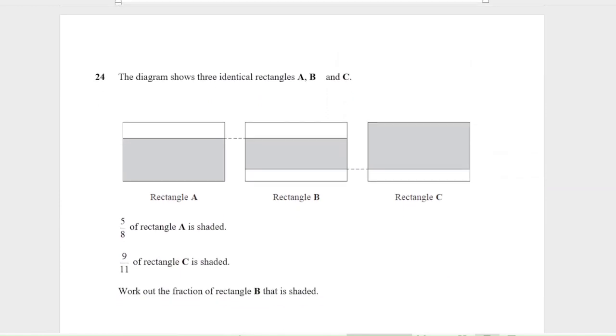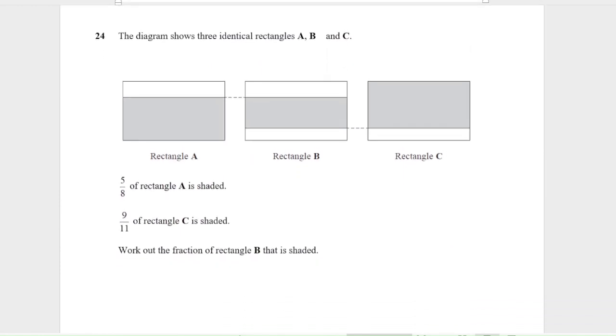And then question 24, this one was hated by students when it was sat. It was just difficult to visualize. So in effect, we have got rectangles, 3 identical rectangles, A, B, and C. Rectangle A has 5/8 shaded. Rectangle C has 9/11 shaded. Work out the fraction of rectangle B that is shaded.